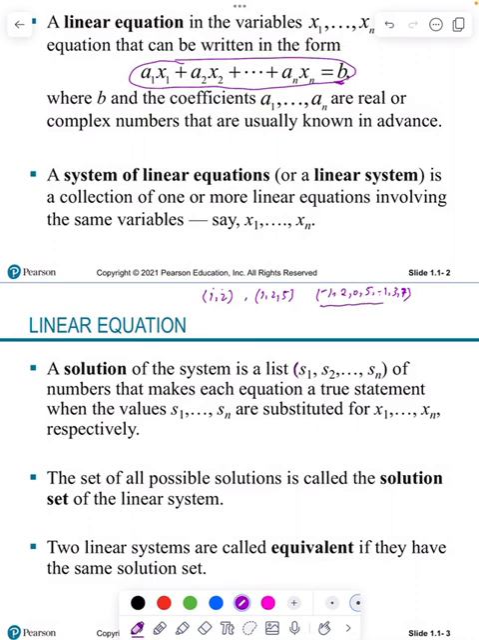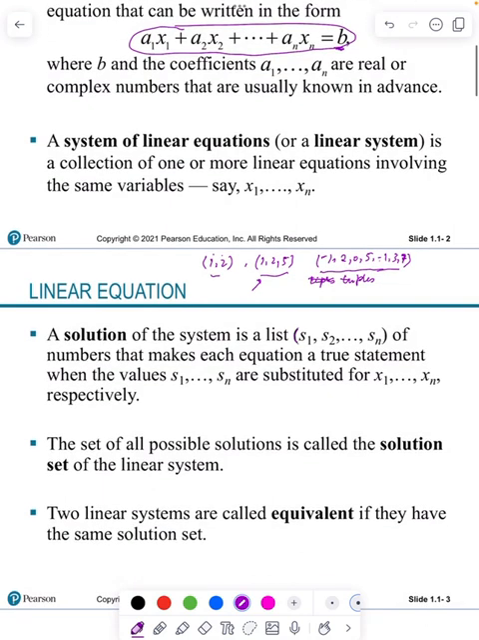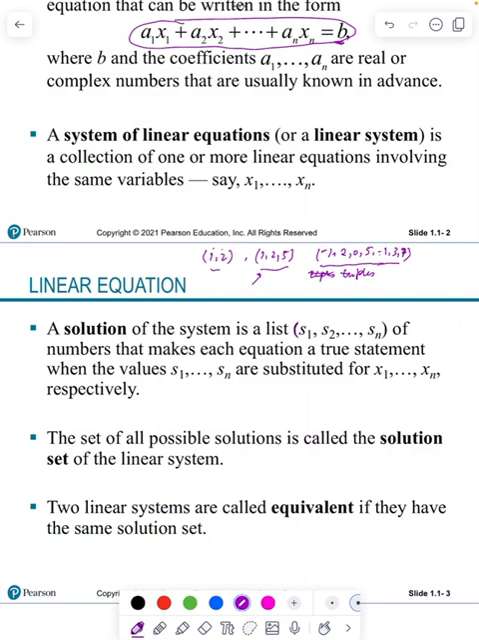These are called tuples, T-U-P-L-E-S, tuples. This is a 7-tuple, this is a 3-tuple, and so on. This is called a pair, and this is a 3-tuple, 4-tuple, and so on. So a solution of the system is a list of numbers that makes each equation a true statement when the values of these are substituted for the variables x1, x2, and so on.